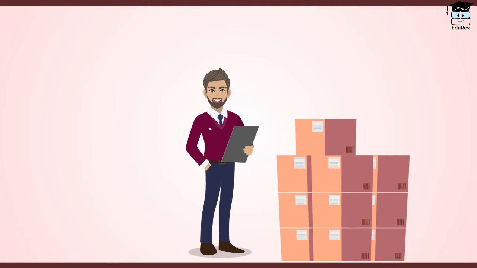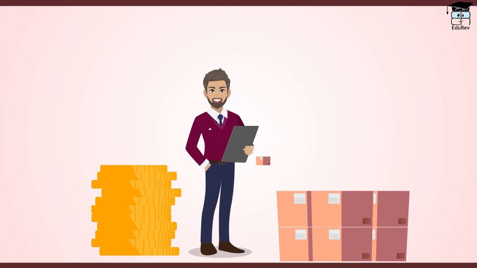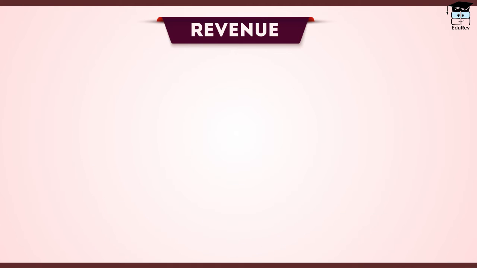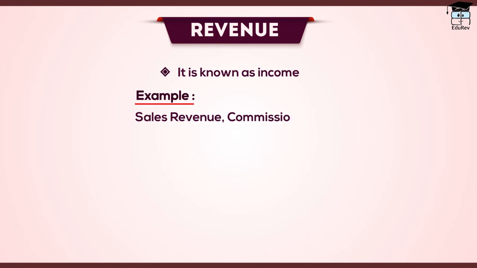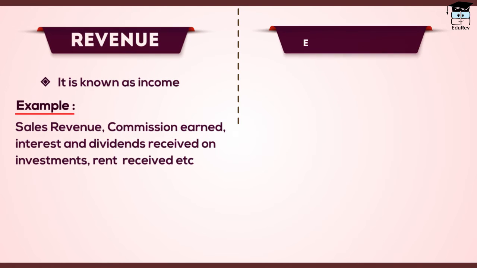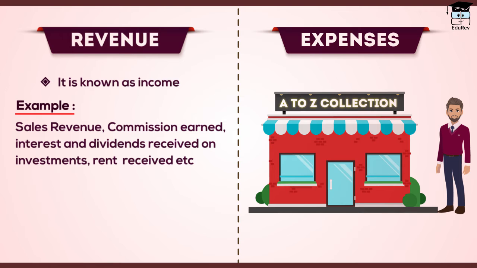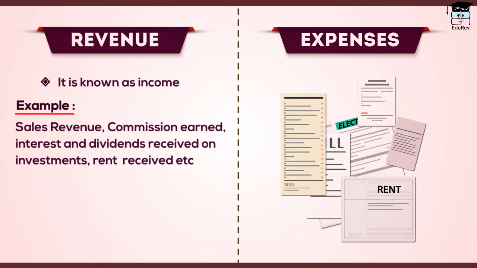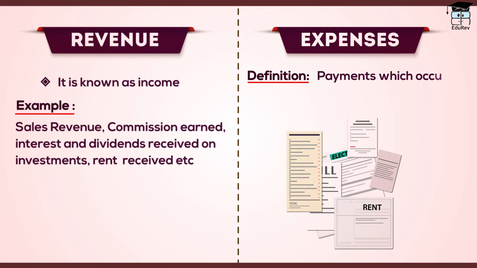Now whatever sales Mr. Raj has made during the year would be termed as the sales revenue of his business. Revenue in normal terms is also known as income. There are other items of revenue as well, like commission earned, interest and dividend received on investment, rent received, etc. For the functioning of Mr. Raj's business, he must have paid some bills like rent, electricity, and so on. So these payments which occur day to day or monthly are known as expenses.